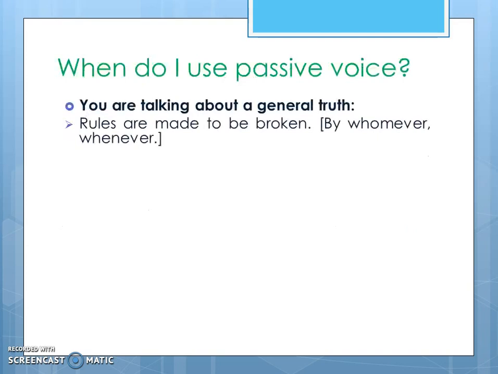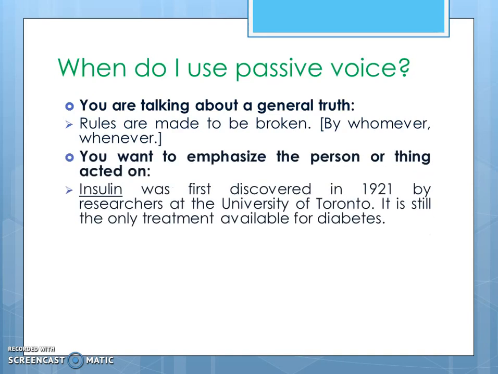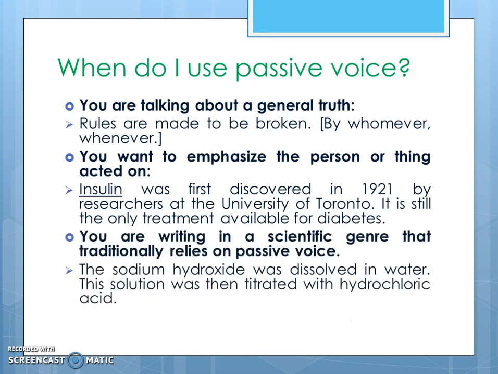When you're talking about a general truth, rules are made to be broken by whomever and whenever. Does it sound familiar to you? Okay. When you want to emphasize the person or thing acted on, insulin was first discovered in 1921 by researchers at the University of Toronto. It is still the only treatment available for diabetes.